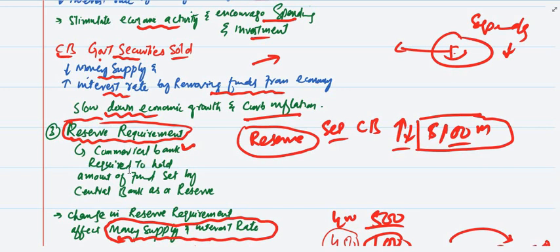How do they raise the interest rate? By removing funds from the banking system. When they remove funds from the economy, definitely the interest rate will go up and the money supply will also reduce, and the impact of this will be to slow down economic growth, and inflation will also reduce and come under control.